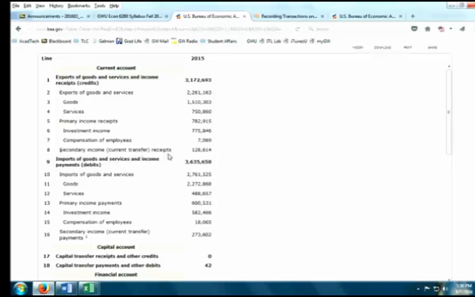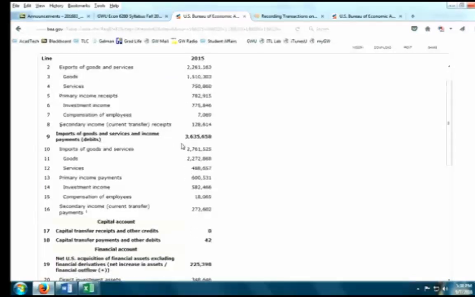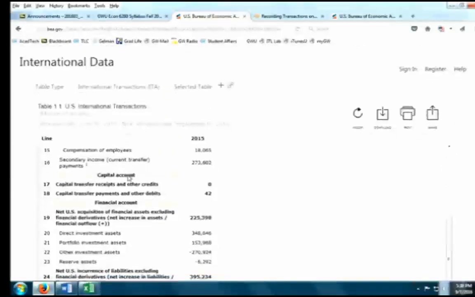And then you've got the secondary income, which is the unilateral transfers that are taking place, in this case, in the receipt. So this would be in the inward direction. Now, imports of goods and services and income, same ideas with imports. It's broken up into its various categories, just like we laid out in the table before. Now, one quick discrepancy here.